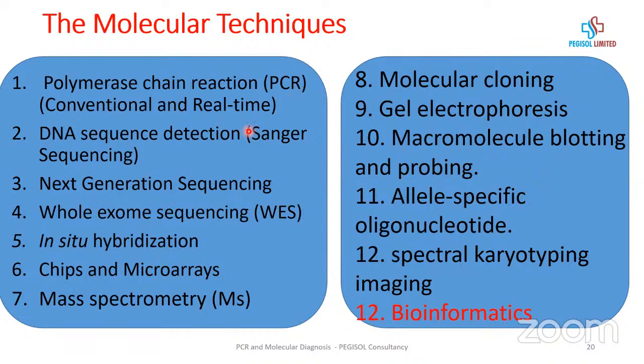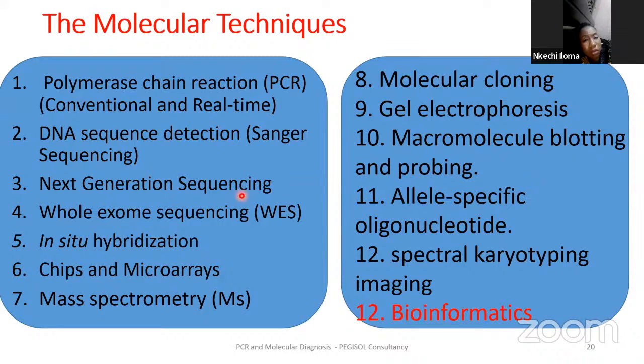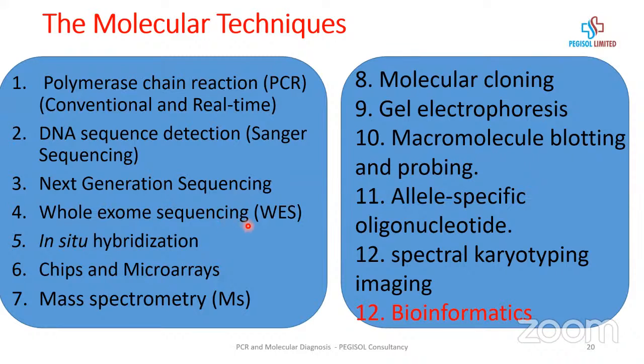Then these are other techniques, other than PCR, that can be used in molecular diagnosis. So we have DNA sequencing, like Sanger sequencing for a single gene, and next generation sequencing for multi-genomic analysis. They call it metagenomic analysis. Then you have whole exome sequencing, in situ hybridization techniques, microarray, mass spectrometry analysis, molecular cloning, gel electrophoresis, blotting and probing, specific nucleotide analysis, spectral karyotyping imaging. These are all different kinds of molecular methods that you can employ.